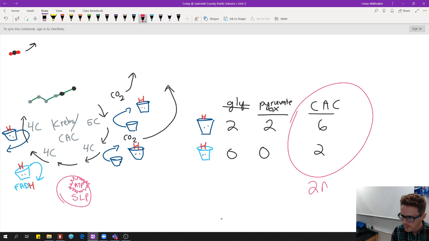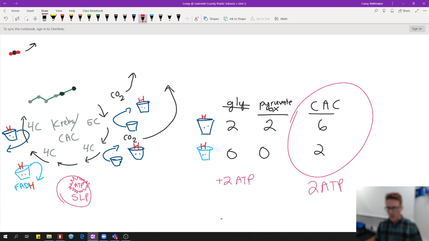Let's not neglect our ATP. We do get 2 ATP. We get 1 per turn, and so we're looking at 2 turns. So we get 2 ATP. We also get a net gain of 2 ATP from glycolysis. Overall, though, not much ATP has been made.